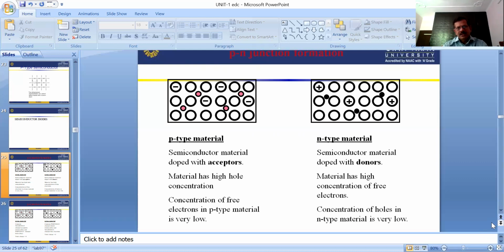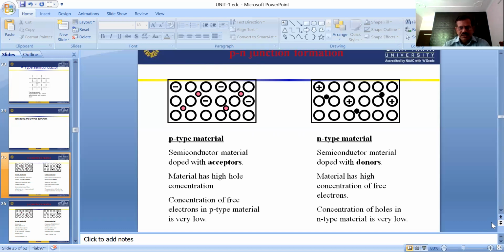The basic application of the p-n junction diode is rectification. What is rectification? Rectification means converting an AC signal into a DC signal. So the main function of a p-n junction diode or simple diode is rectification.